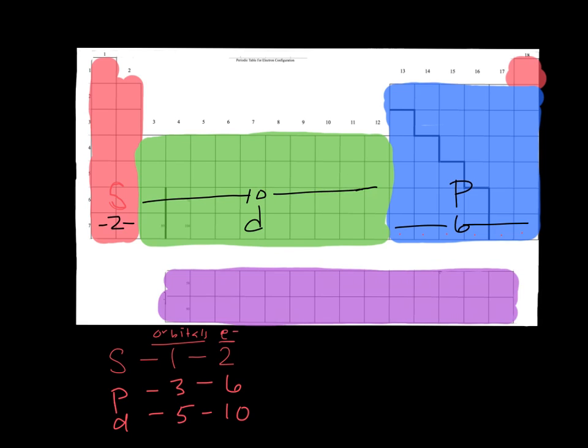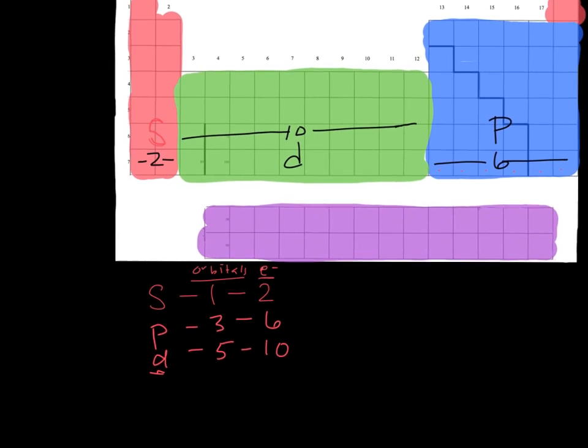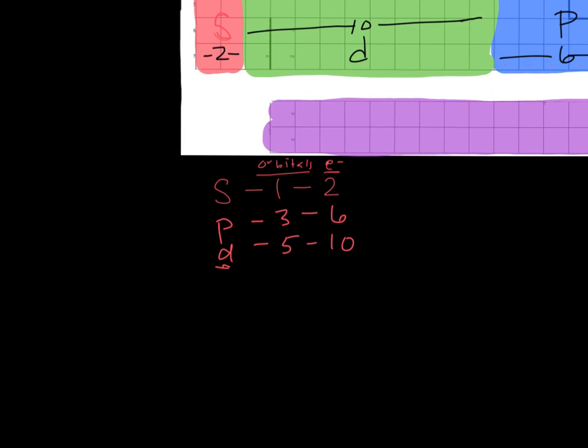And then last but not least, we have the F. And so the F orbital, I need some more room. The F sublevel has 7 orbitals and can hold 14 electrons.